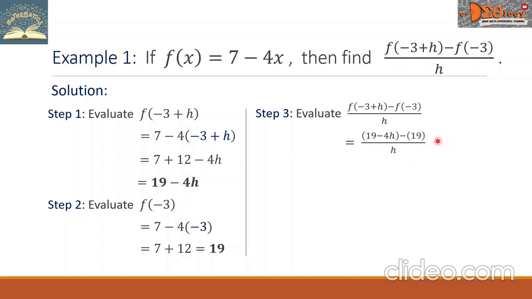Then we simplify our numerator. Let's remove the grouping symbols respectively. 19 minus 4h minus 19 all over h. We can combine this 19 minus 19. Actually, it becomes 0. So we have negative 4h left in our numerator over the h. Notice that there is an h in the numerator and there is an h in the denominator that we can cancel. Finally, the answer is negative 4.